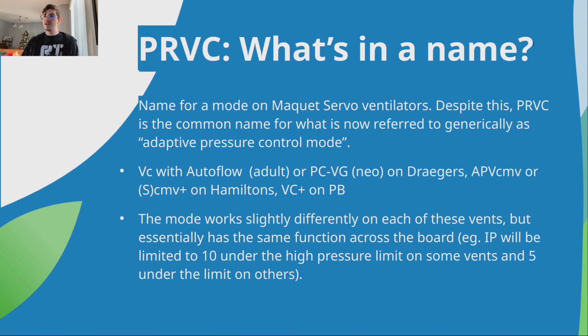Now, this mode does work slightly different on each of these vents, but it has essentially the same function across the board. What I mean is, for example, the feedback loops and pressure regulation mechanism vary from vent to vent very slightly. Like on some of the vents, the inspiratory pressure is going to be limited to 10 under the high pressure limit, and on some vents it's 5 under the high pressure limit. Some ventilators are going to titrate your inspiratory pressure by 1, some will titrate it by 2, etc. So very slight differences, but not really a huge difference in how it works.